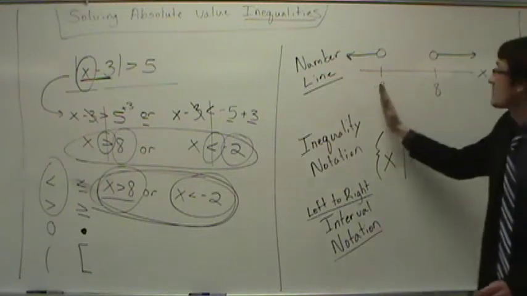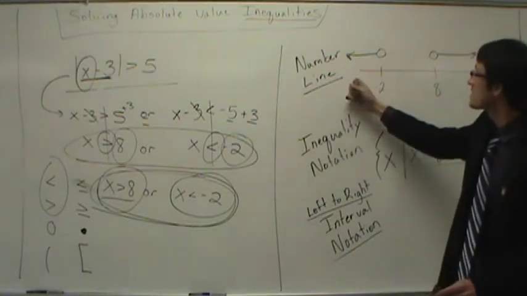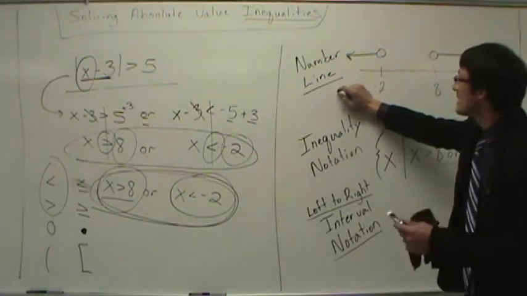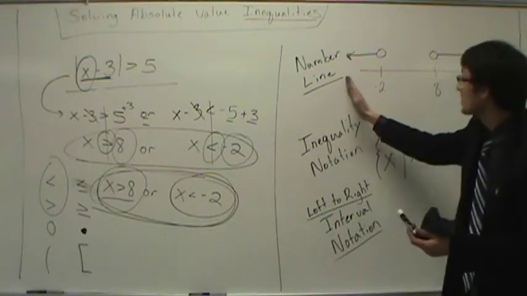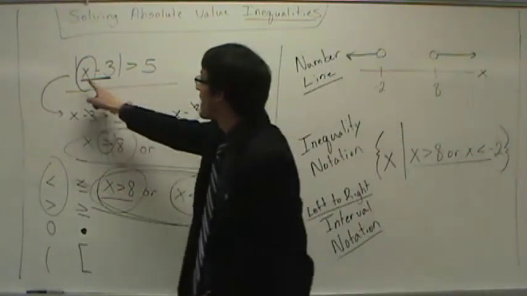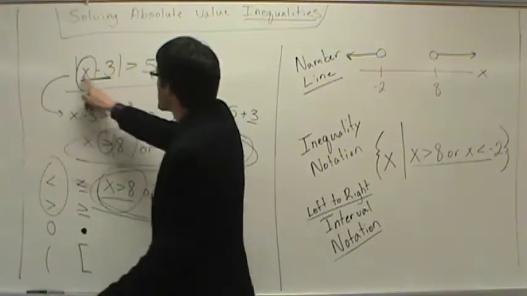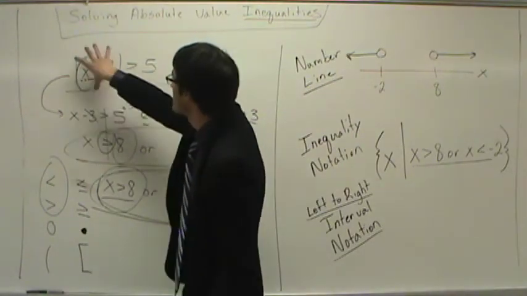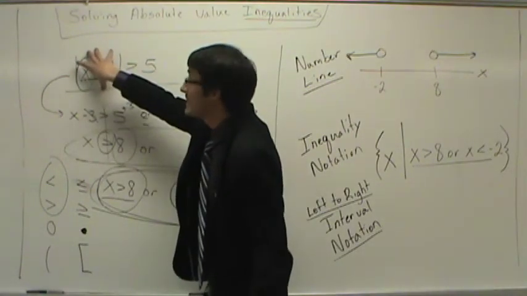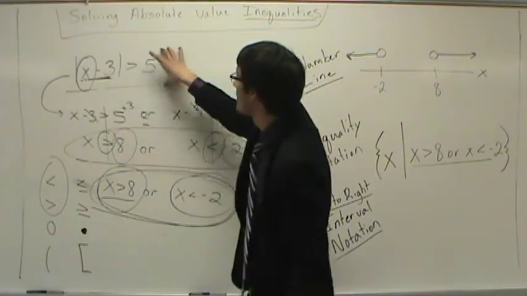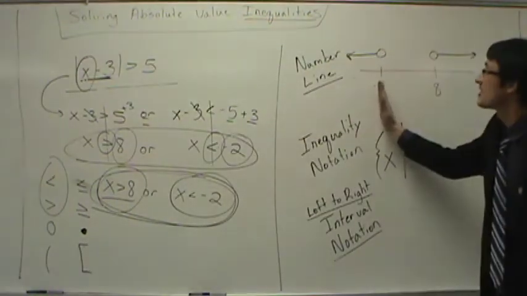Okay, now let's look at the numbers that are less than negative 2. Pick a value less than negative 2. Maybe negative 5. Okay, try negative 5. Negative 5 is smaller than negative 2. Negative 5 minus 3 is negative 8. The absolute value of negative 8 is 8. Is that greater than 5? Yes.